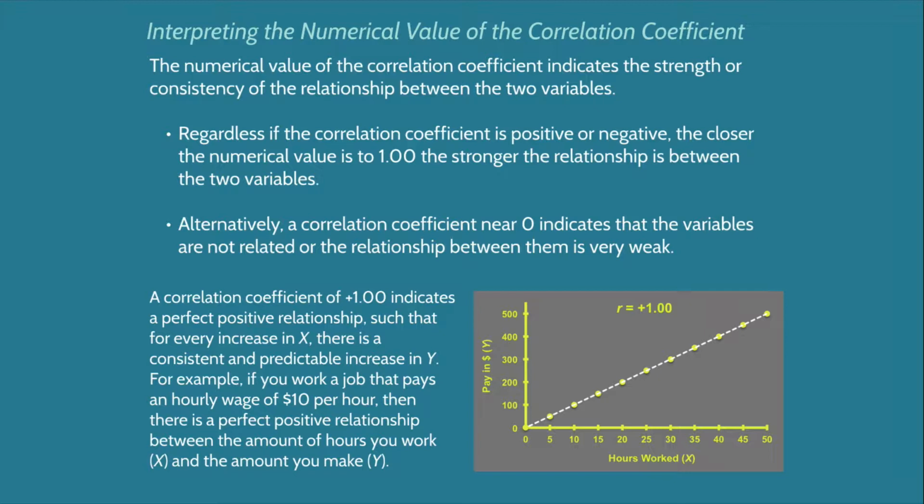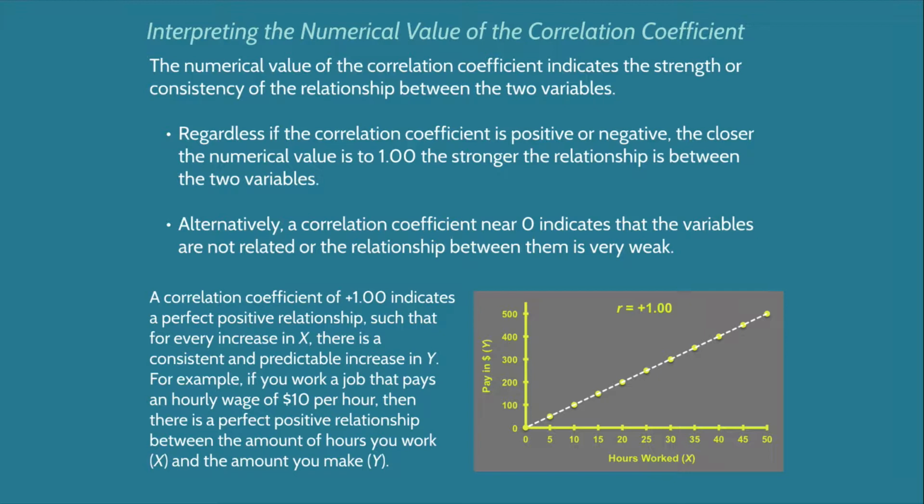Interpreting the numerical value of a correlation coefficient. The numerical value of the correlation coefficient indicates the strength or consistency of the relationship between the two variables. Regardless of whether the correlation coefficient is positive or negative, the closer the value is to 1, the stronger the relationship is between the two variables.